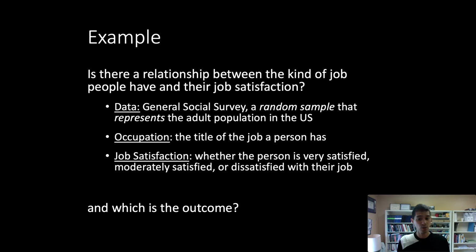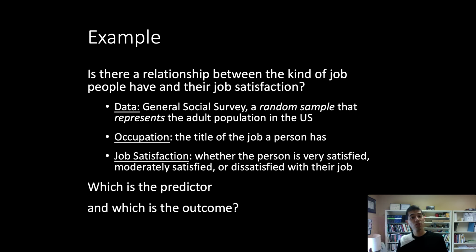In terms of thinking about which one's the predictor and which one's the outcome, we can think about what the order is that kind of determines what the relationship might look like. So somebody's job satisfaction, how they feel about a job, comes after they get that job. So if occupation has to come first, then the occupation would be the predictor variable, and the job satisfaction would be the outcome variable. So how do we tell if these two are related to one another?